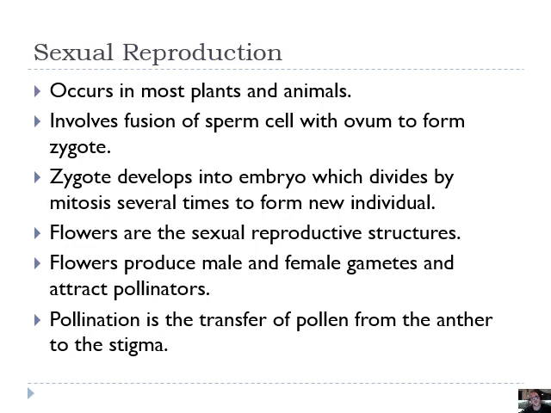So let's look at sexual reproduction and why it's important. It occurs in most plants and animals, and involves fusion of sperm cells with the ovum to form a zygote. The zygote develops into an embryo, that's the word I was looking for earlier, which divides by mitosis several times to form a new individual. Remember that mitosis comes back from grade 10, and one of the main biological reasons for mitosis was for repair, replacement, and growth. Okay, so this is where that growth component comes in.